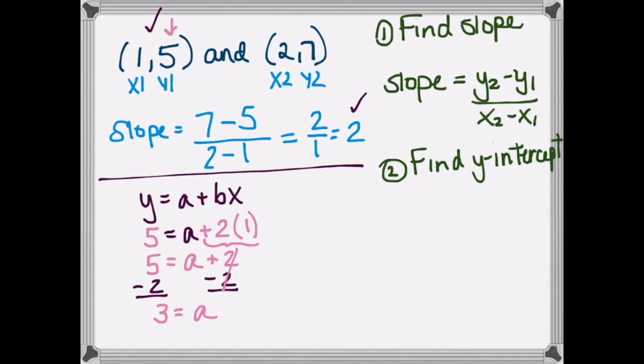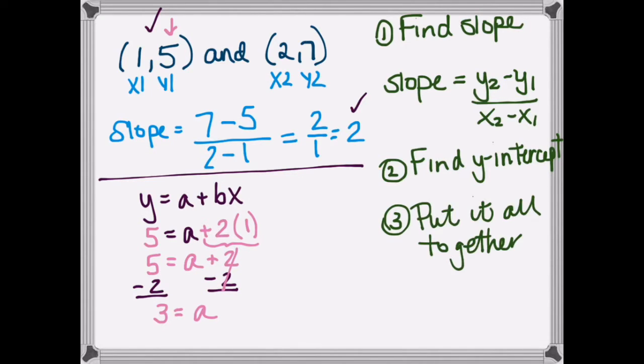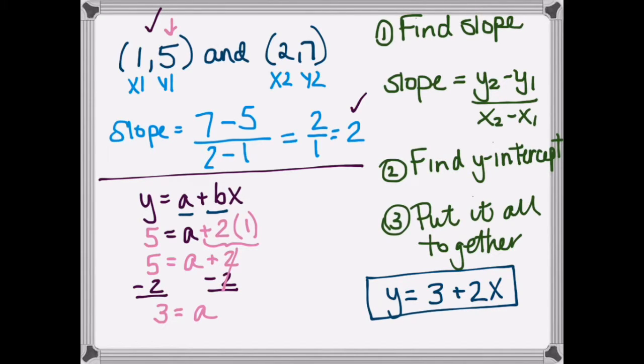So now I have everything I need to make an equation. So the third step is going to be to put it all together. So y equals my a, which we figured out was 3, my slope, which we figured out was positive 2, and then my x goes with the slope. So all I did was substitute my values that I solved for slope and y-intercept into that general equation.